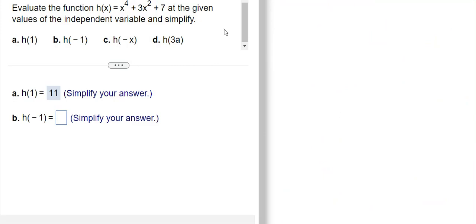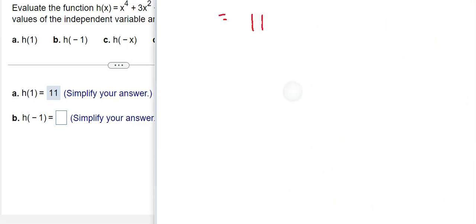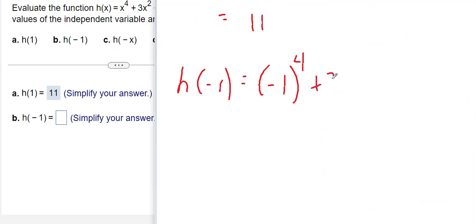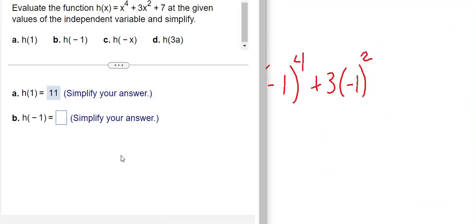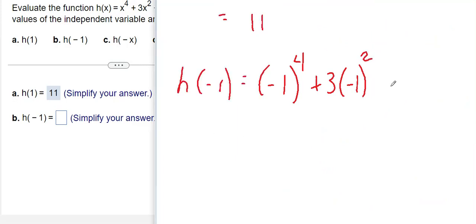Now we're going to put in a negative 1. So we've got h of negative 1 is going to be negative 1 to the 4th. Need that set of parentheses this time. Plus 3 times negative 1 to the 2nd plus 7. Now you could actually type this in your TI-30X2S exactly as you see it, okay? As long as you got the parentheses, it'll do it right.